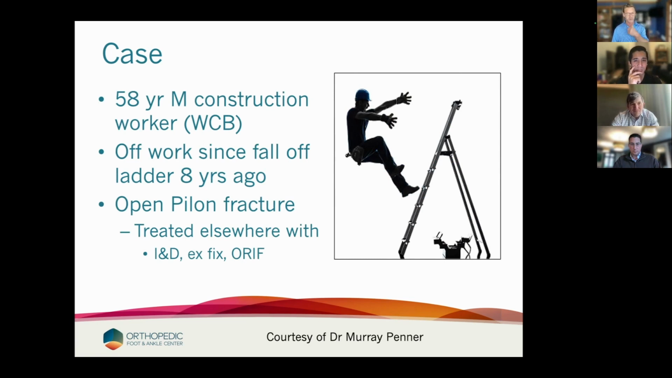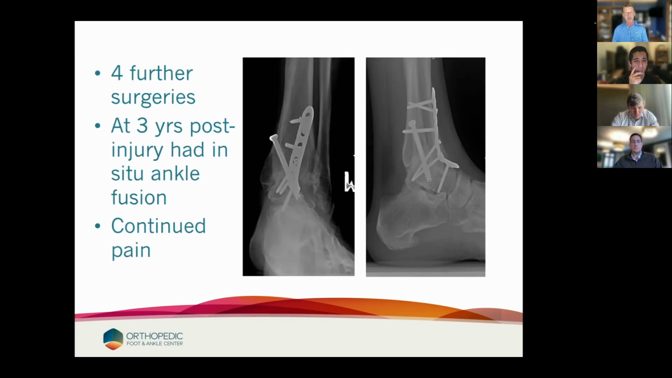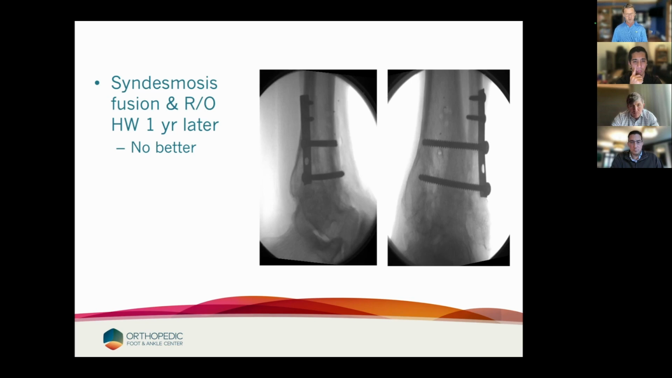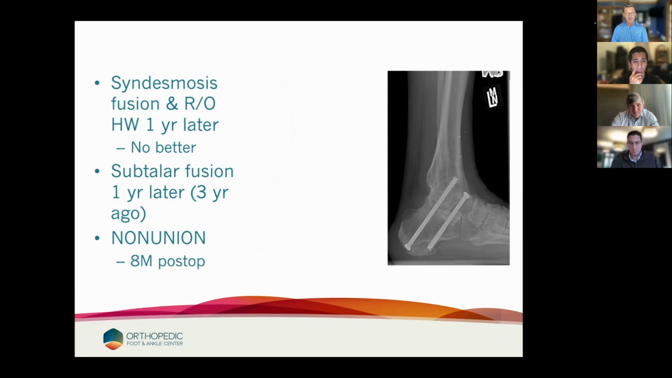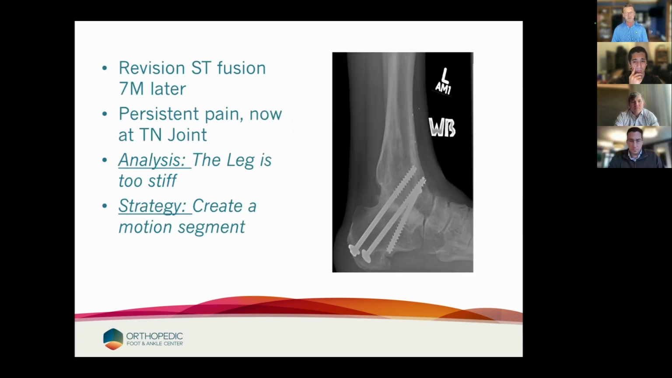So 58-year-old work comp, construction worker, falls off a ladder, open pilon. He had an IM nail, X-fix, ORIF. After 4 surgeries later, he had an in situ ankle fusion. I think most of us would say pretty good technique, compression screw, anterior plate, but he still hurt. So then syndesmosis fusion because he lit up there on a SPECT scan. No better. Subtalar fusion 1 year later, now 3 years out from his ankle fusion, but it went on to a non-union.